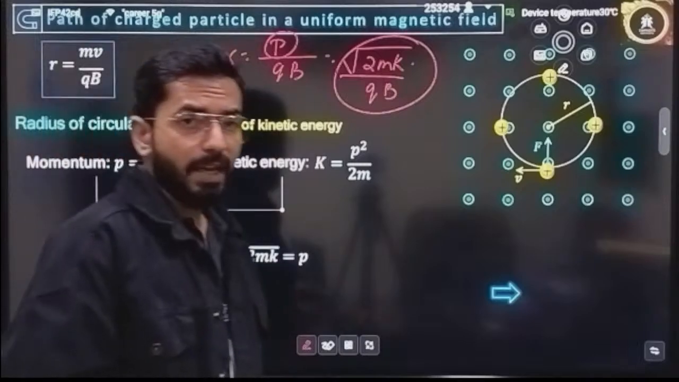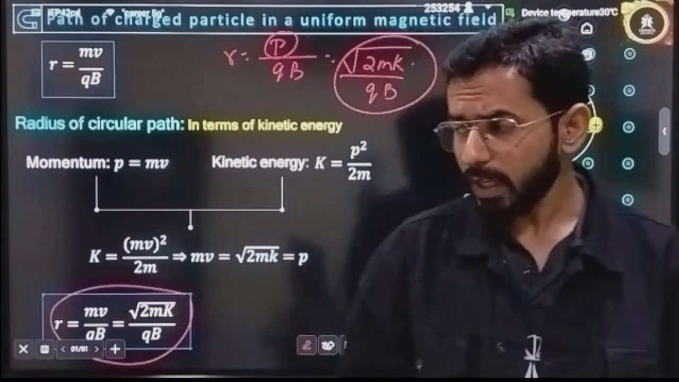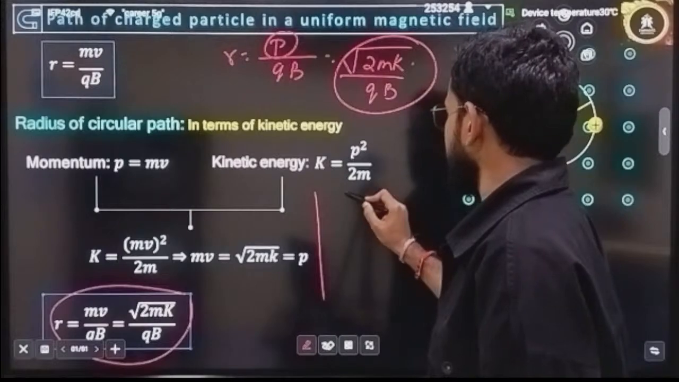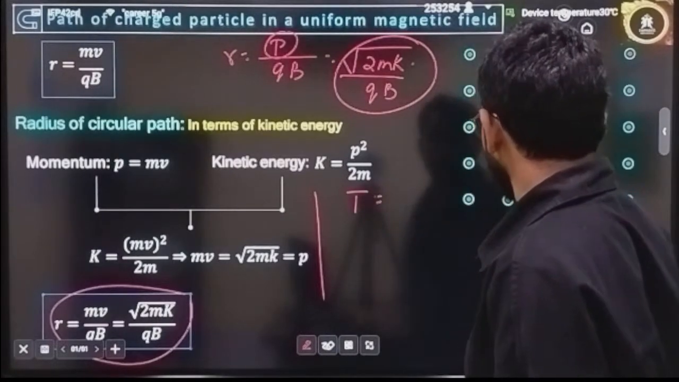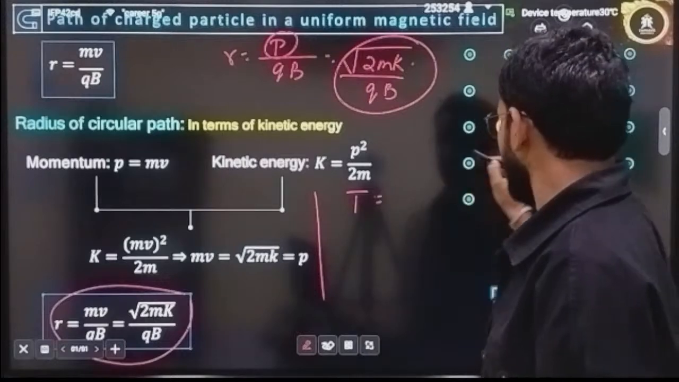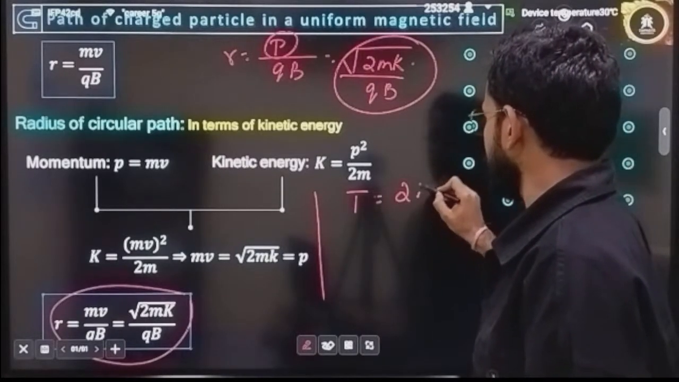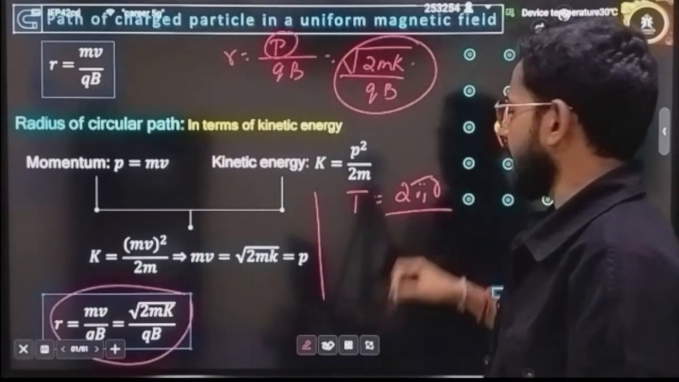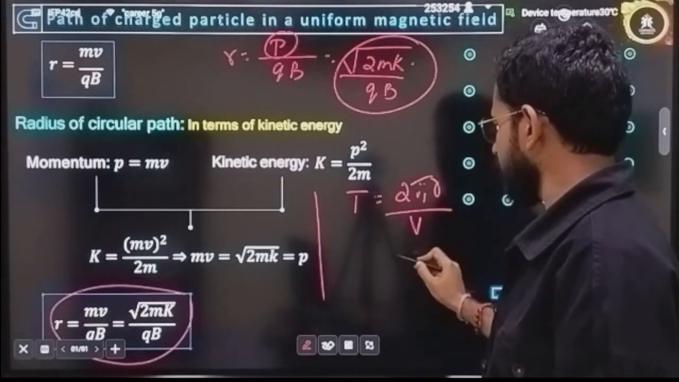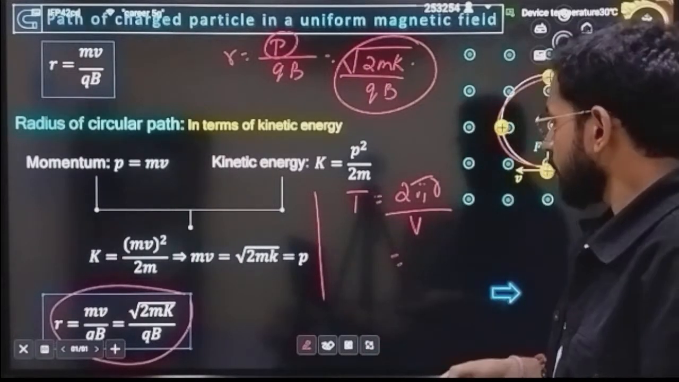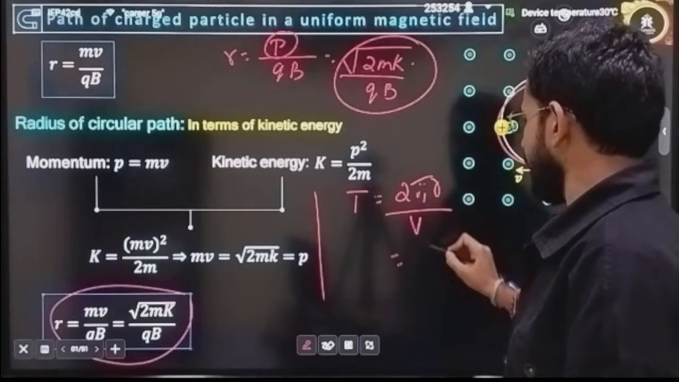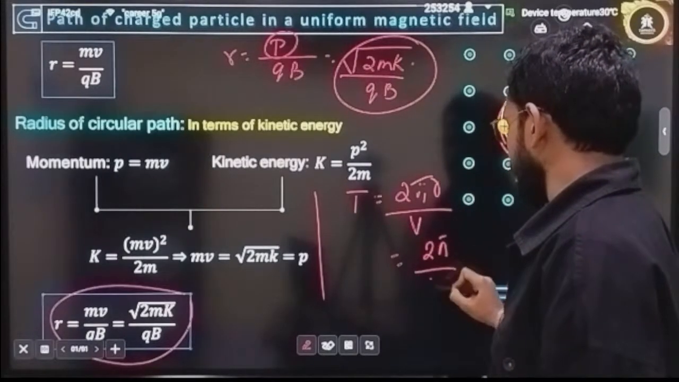If someone asks you, what is the time period, how will you write it? Time period means how much time it takes to complete one complete rotation. Time period can be written as the total distance traveled, students, 2 pi r, divided by the total time, the velocity you have, constant speed v. Not velocity, constant speed, because velocity is constantly changing. And here you can say further, 2 pi divided by v.